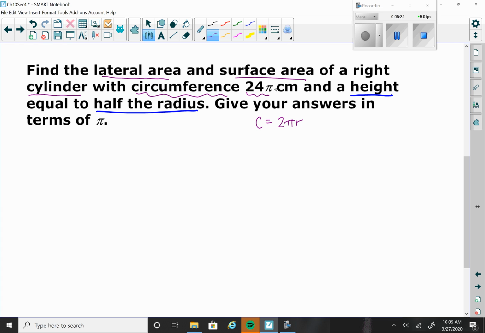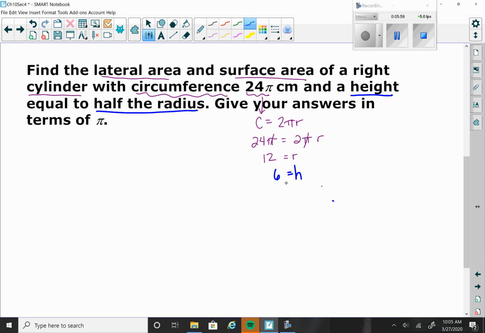So if my circumference is 24 pi, I can plug that in and say 24 pi is equal to 2 pi r. If I'm trying to solve this for r, we can divide both sides by pi. The pi cancels out, divide by 2, and I get a radius of 12. If my radius is 12, notice it said that the height is equal to half the radius, so we know the height is going to be half of that, or 6.